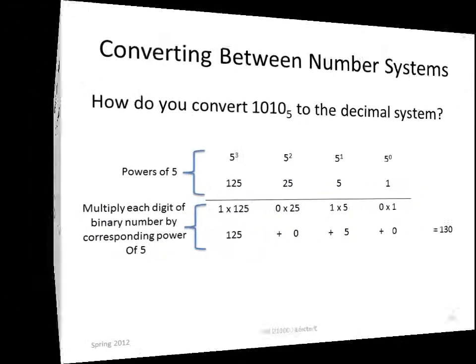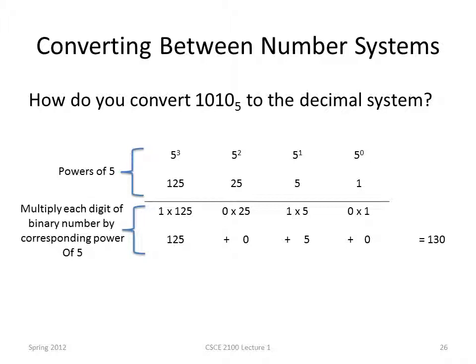Another example. How do you convert 1010 in base 5 to the decimal system? Okay, here's something new. Not binary, base 5. Same idea. Instead of 2, we put 5. So over here, 5 to the 0, 5 to the 1, 5 squared, 5 cubed. They're not so familiar to us, but they're 1, 5, 25, 125. Multiply each of these by the corresponding digit. 1, 0, 1, 0. 1 times 125, 0 times 25, 1 times 5, 0 times 1. Add those up, and we get 130 in base 10.